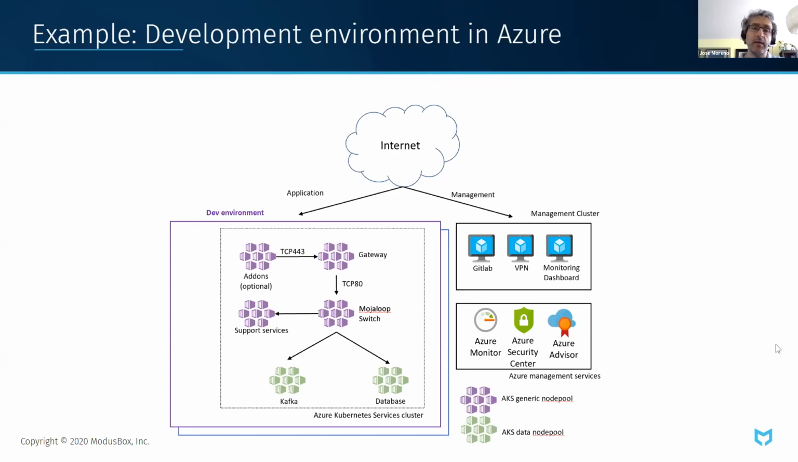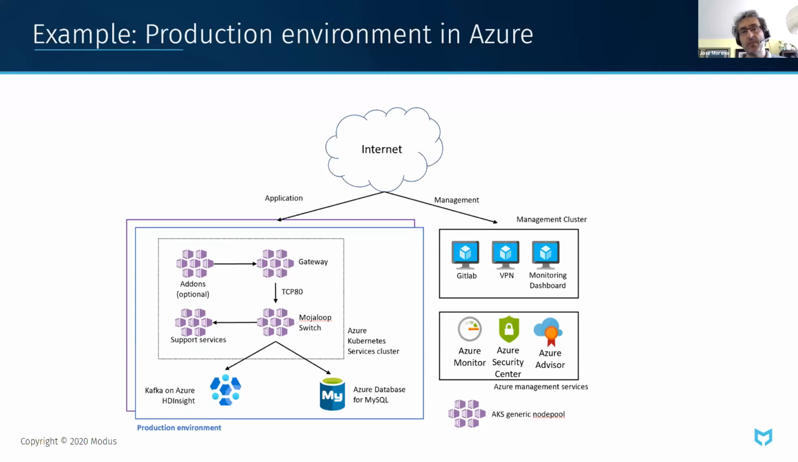On the right, we see the management cluster, with some components including VPN, GitLab, and others. Below, you see certain cloud-native management components that will have to be integrated with the Mojaloop management cluster, more specifically with the log and metrics management systems, being Prometheus and Grafana, respectively. Since we are going to double click on that on a later slide, we can move on to the next slide, where we can see a very similar picture, but for a production environment.